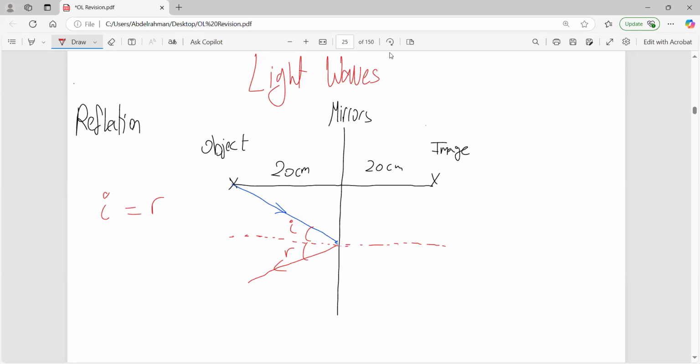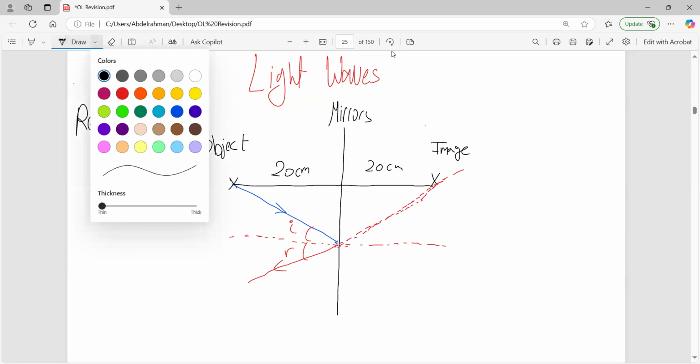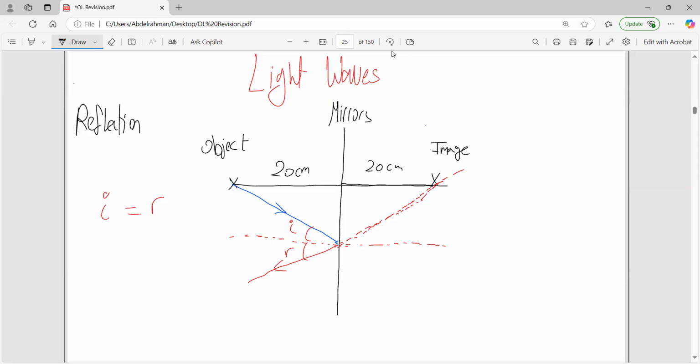How can I find the image? All you do is extend this line all the way until it meets the other line. So the first line, this black one, should meet the red one, and at the point of intersection, this should be the image. In light waves, whenever two rays of light meet, an image is produced. If two rays never intersect, then an image will never be produced.